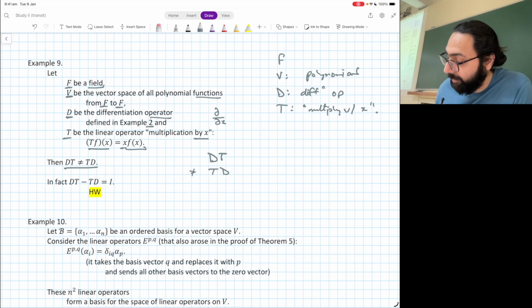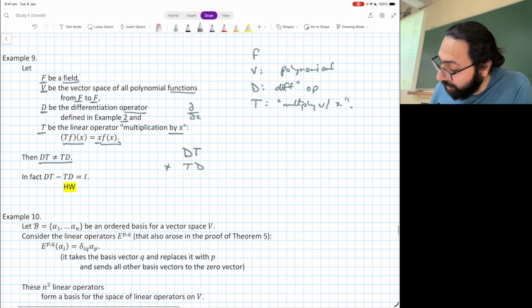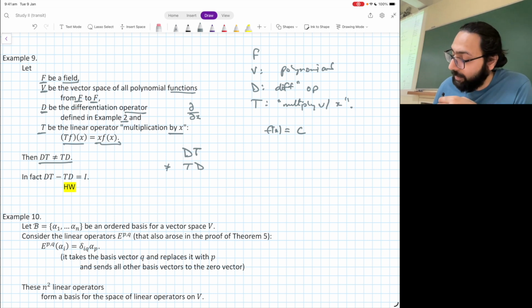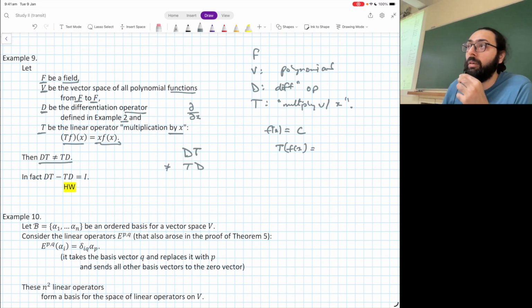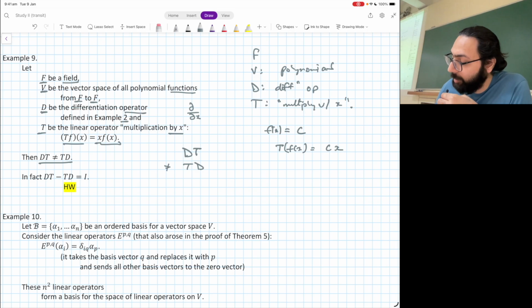T times D. Okay. So let's maybe see how this would happen. So suppose that we take the function f(x). So T is what? T is multiplication by X. So let's take f(x) to be a constant. Okay. So if you take f(x) to be a constant, then T of f(x) would be what? Exactly. So you're just multiplying by c or multiplying by x, so you get cx.